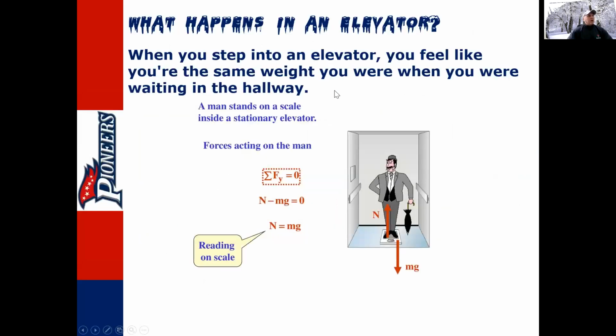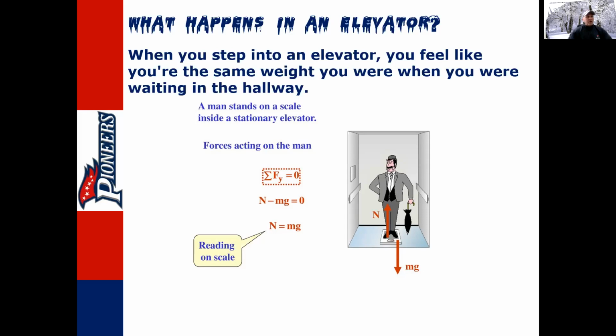So, right, I forget where I found this one, but I liked his picture. When you step into an elevator, you feel like you're the same weight you were waiting in the hallway. Obviously, you're not going to normally take a scale into an elevator. But what we would do is I would have the scale sitting in the classroom. I'd say, all right, everybody step on the scale and get your weight in newtons. Then we'll put it on the elevator.